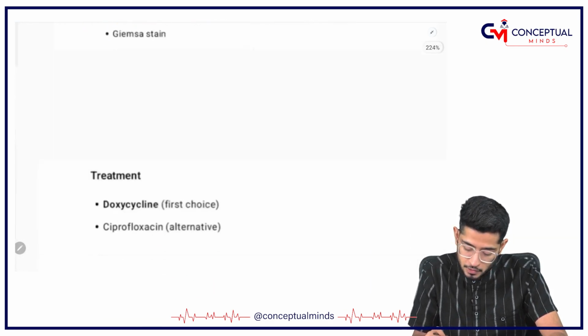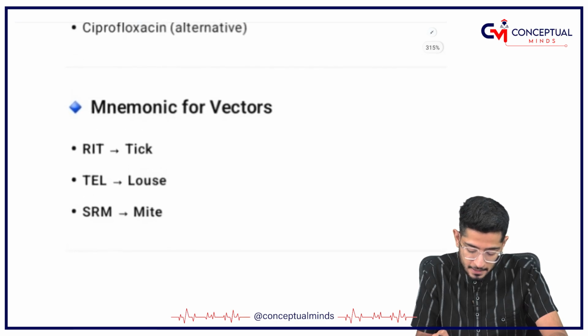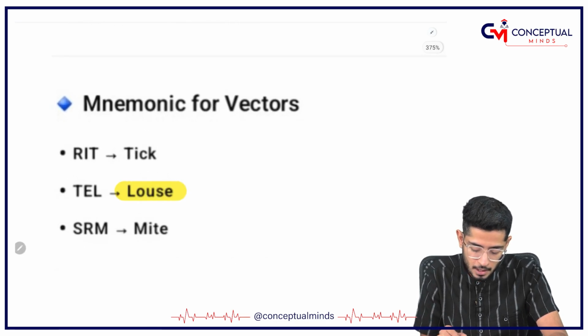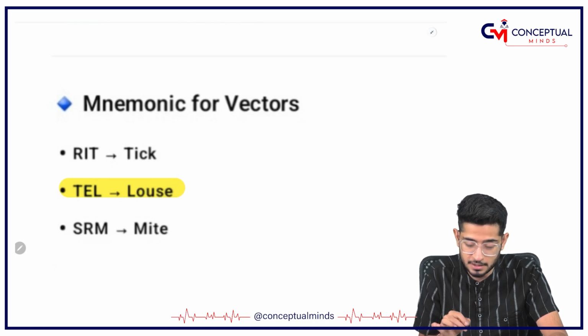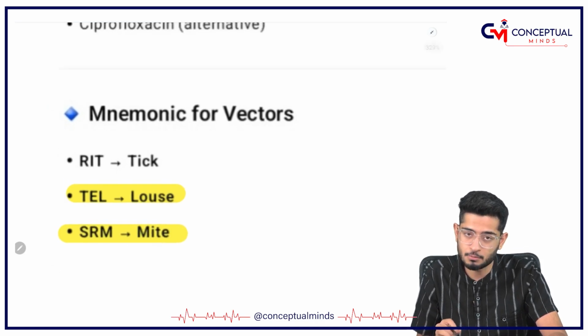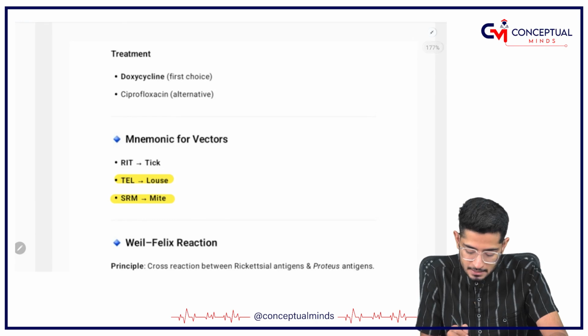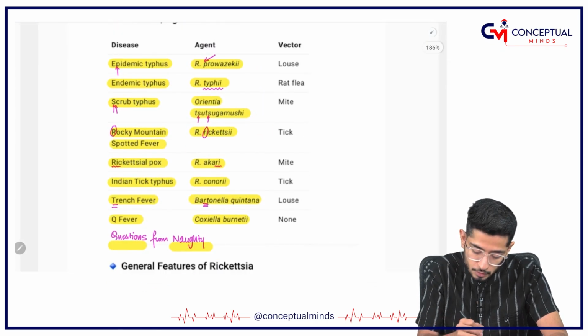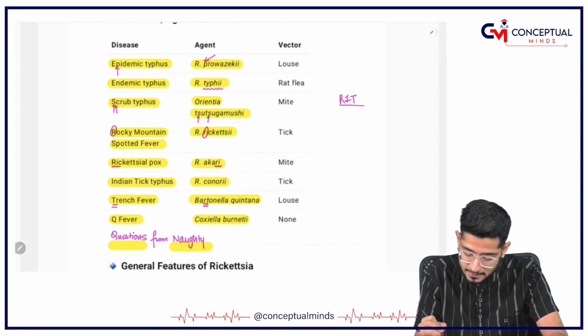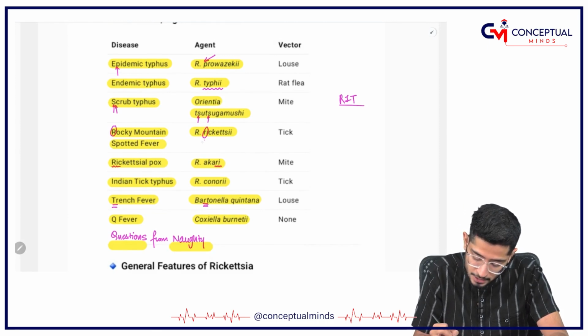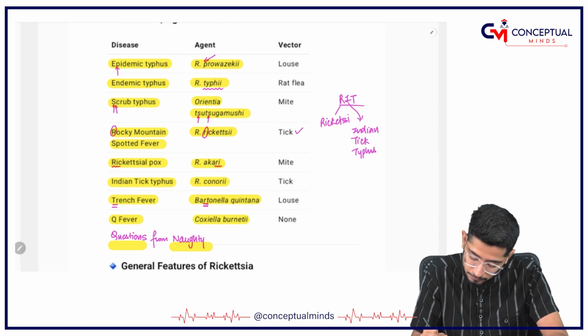Now the vectors. I have a mnemonic, see here. In order to remember louse, you have the mnemonic TEL, and SRM is a mnemonic for mite, and RIT is a mnemonic for ticks. RIT for ticks means Rickettsia rickettsii, I for Indian tick typhus, and T for tick typhus itself.